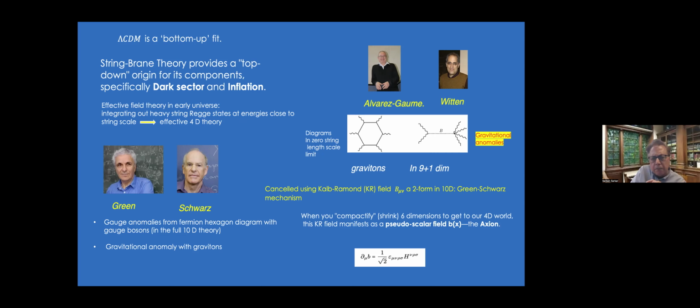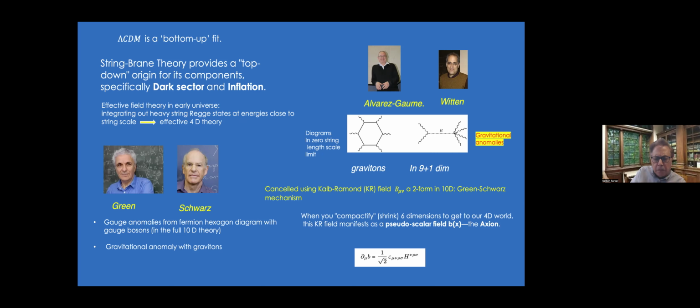So then, again, quite some time ago, about the mid-1980s, Green and Schwarz, who are pictured here, said, well, okay, we need to cancel these anomalies, and we need a new field, which they call the Kalb-Ramond field, which is in 10-dimensional supergravity. It's B_μν, a 2-form. So the message from there is that if you want to get an effective theory with diffeomorphism invariance, you should have gravitons, obviously, and then you should also have the Kalb-Ramond field.